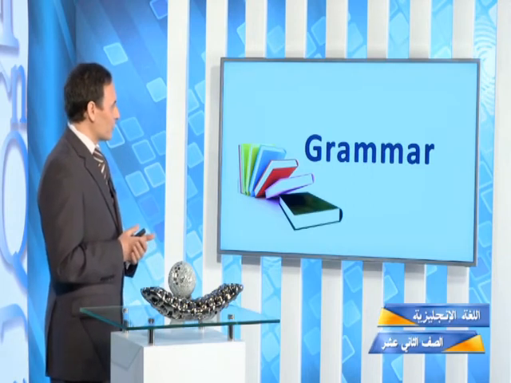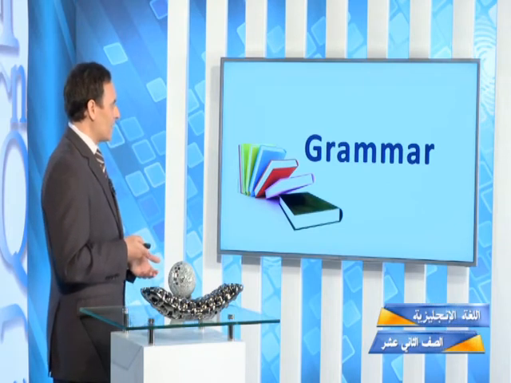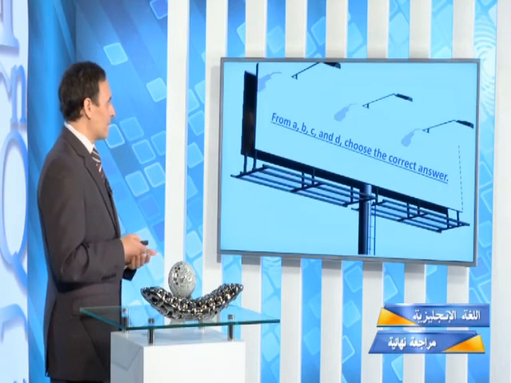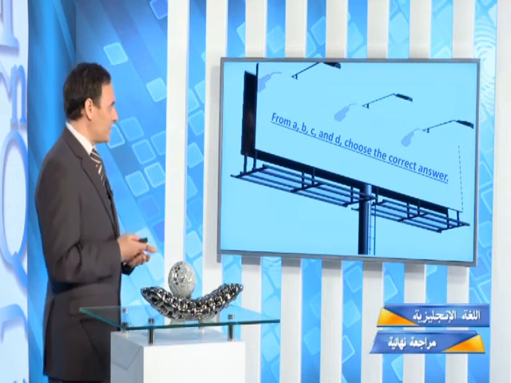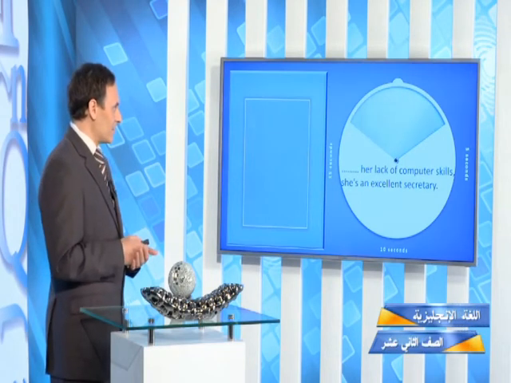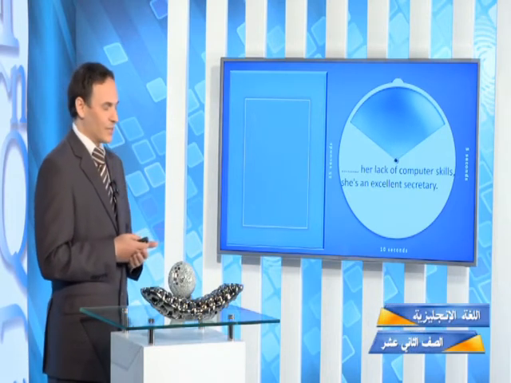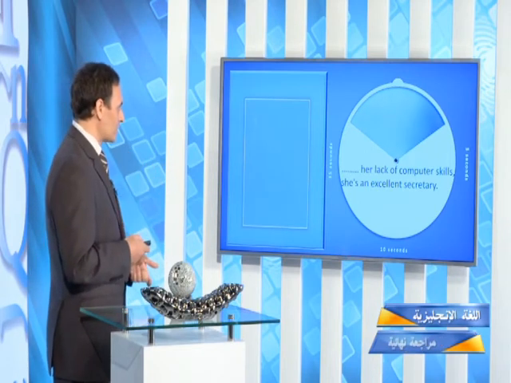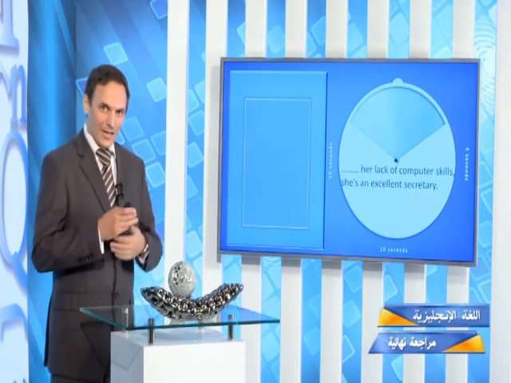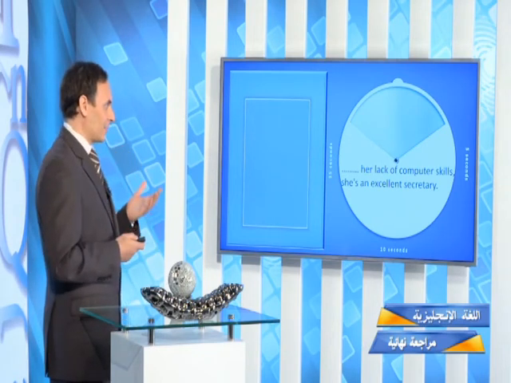All right, so we are going to move into the second part, which is grammar. In grammar, we're going to have two types of exercises. The first one is multiple choice. From A, B, C, and D, choose the correct answer. Now here is the first sentence. It reads: space, her lack of computer skills, she's an excellent secretary. I'll provide you with 4 options, and then there is a timer. I'll give you 20 seconds to think, and after the 20 seconds elapse, the correct answer will be revealed. All right? Are you ready?